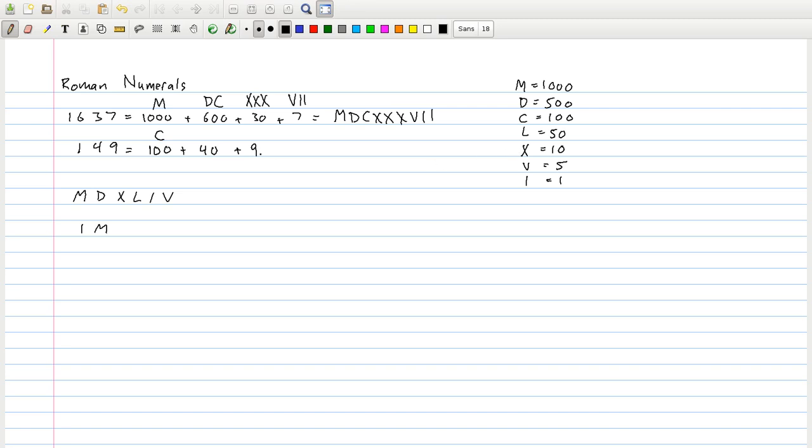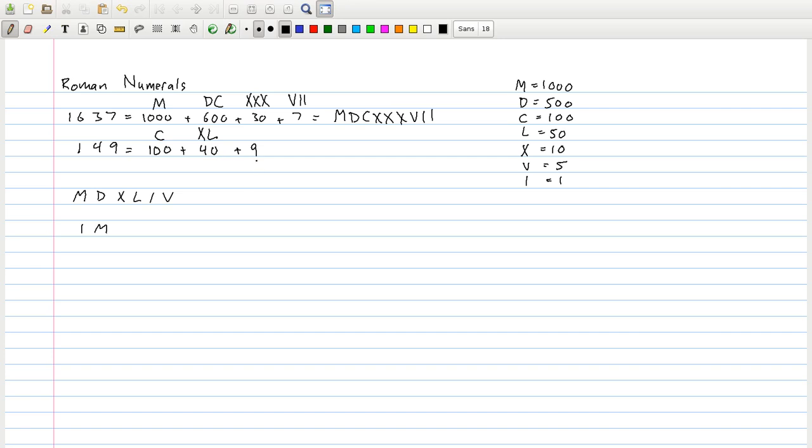So we can think of this as the same thing as 50 subtract 10. When you think of this as a subtraction, this is when the smaller symbol comes first. So this is 10 being subtracted from 50. So X being subtracted from L. So we will write this as X being subtracted from L. The smaller symbol comes first to indicate a subtraction.